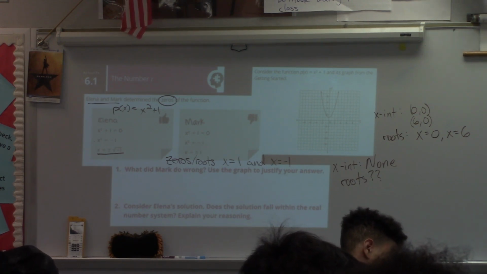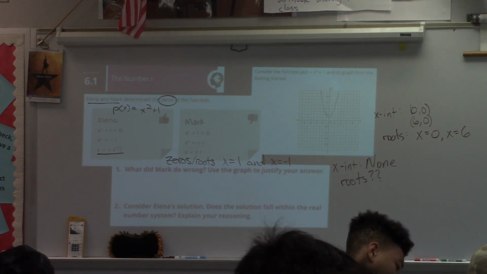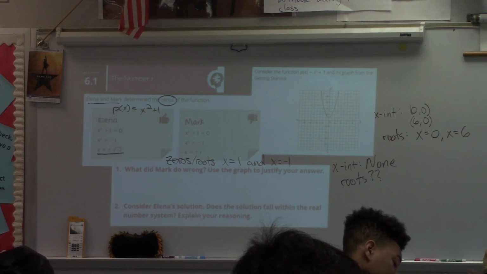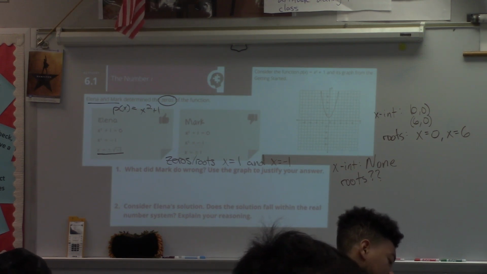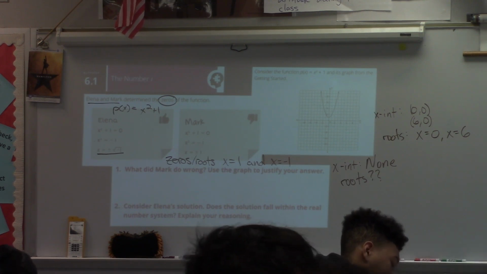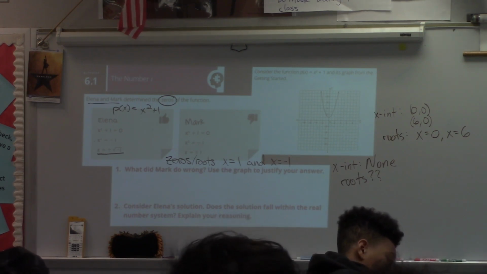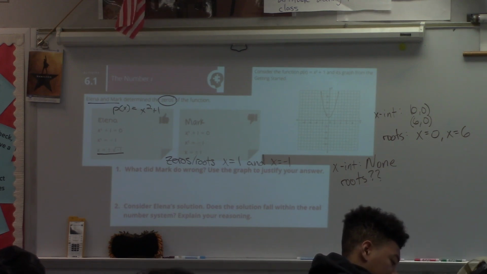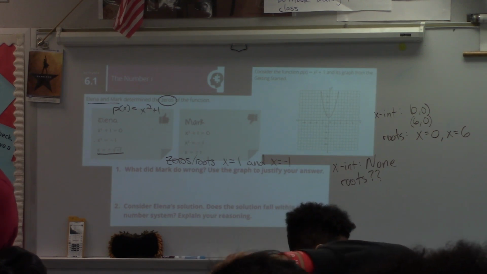Let me ask you this. What are zeros and roots connected to? Solutions and x-intercepts. So if the zeros are x equals 1 and x equals -1, what should I see on the graph? Well, 1, 0, and -1, 0. Do we see those x-intercepts of 1, 0 and -1, 0? So did Mark do his work correctly?